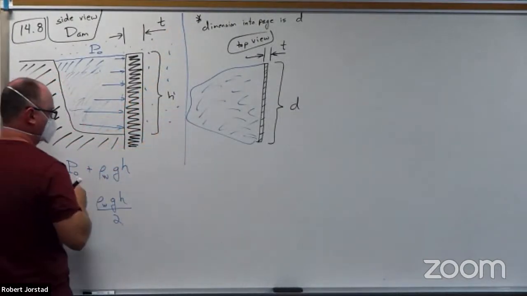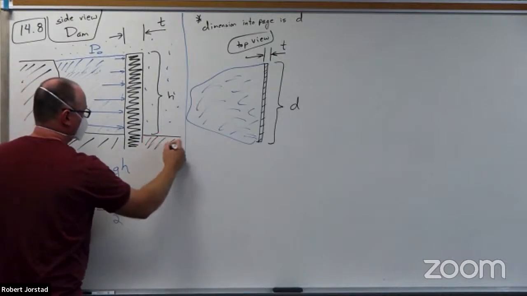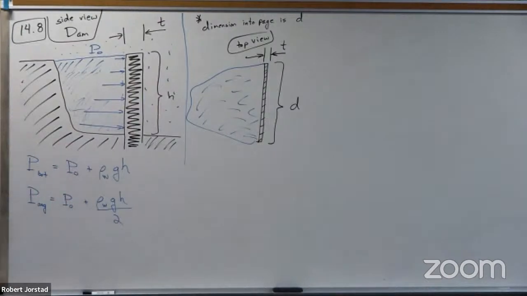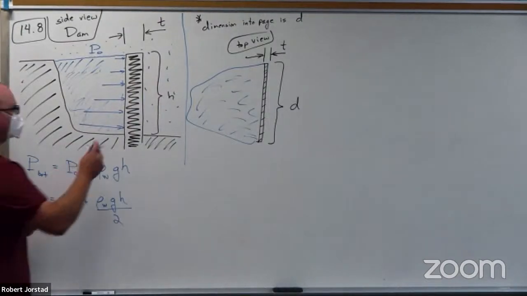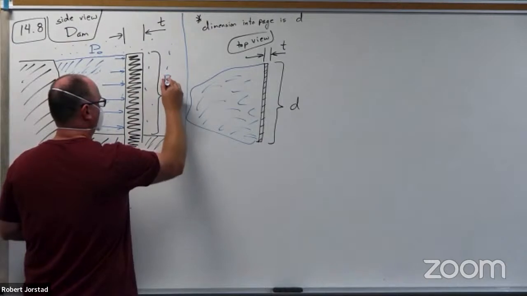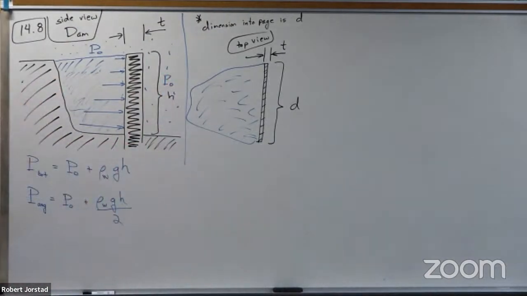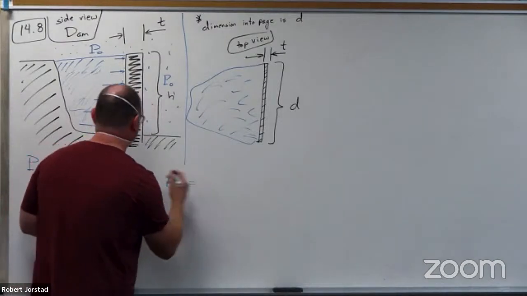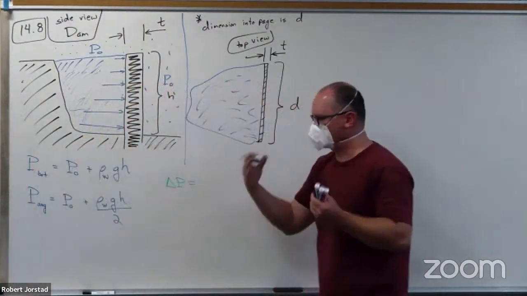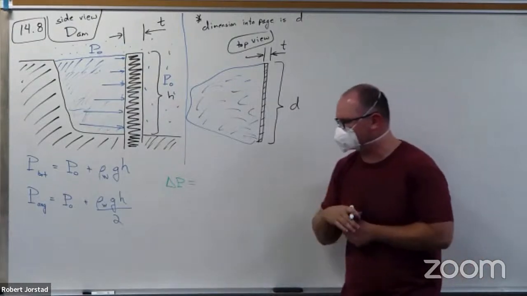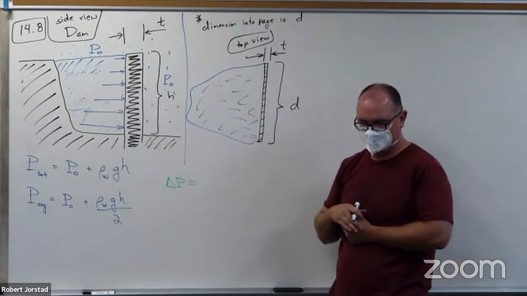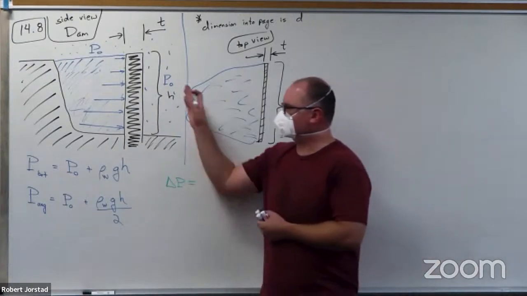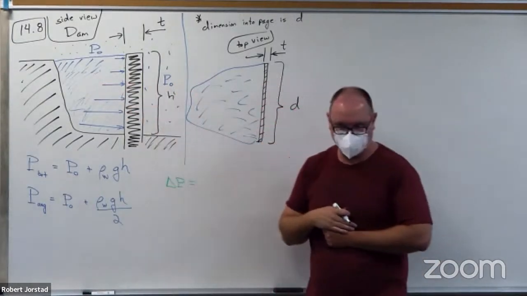There is the ground over here. What's the pressure on this side of the dam? Air pressure. So we have P naught over here. What's the average delta P? What's the pressure difference between one side of the dam to the other on average? What's the average change in pressure? What's the difference between here and the average pressure?